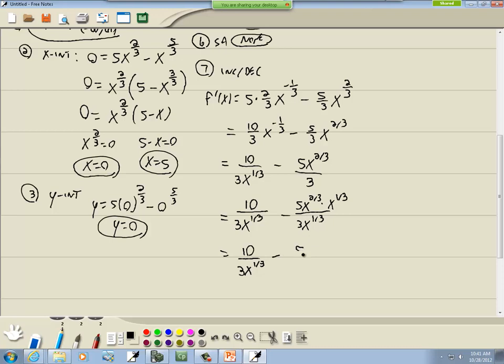Okay. Now, 5x to the 2/3 times x to the 1/3. They're both x to a power, so you add the exponents. 2/3 plus 1/3 gives us 3/3, or 1. So that becomes 5x, and this is 3x to the 1/3. Which tells us that our first derivative is 10 minus 5x over 3x to the 1/3. Now let me write that down on a piece of paper here, because we'll need that later. 10 minus 5x over 3x to the 1/3.